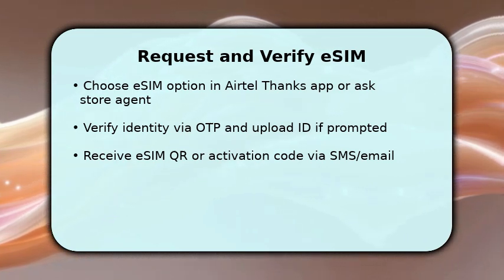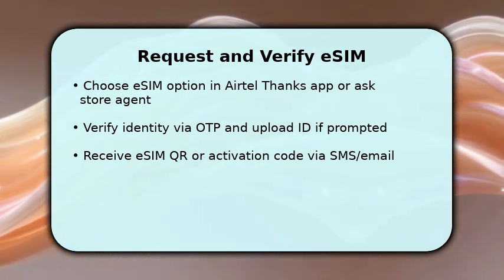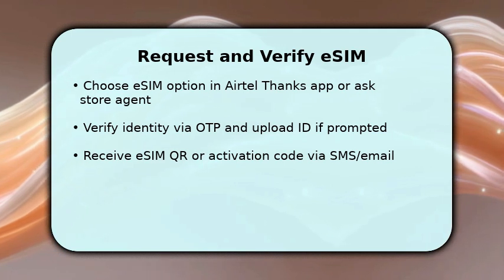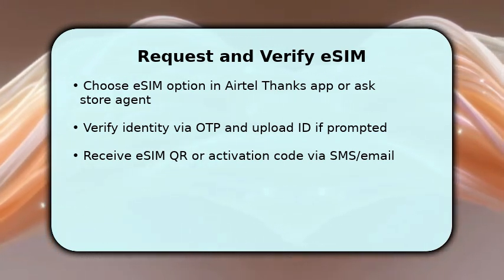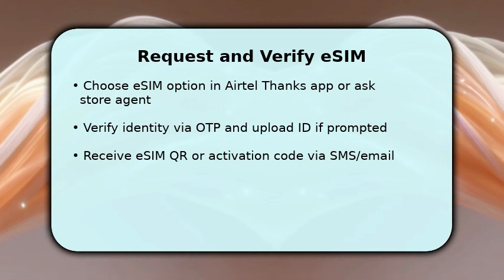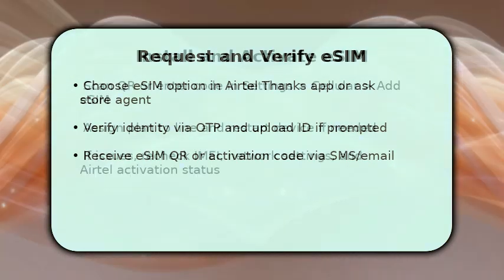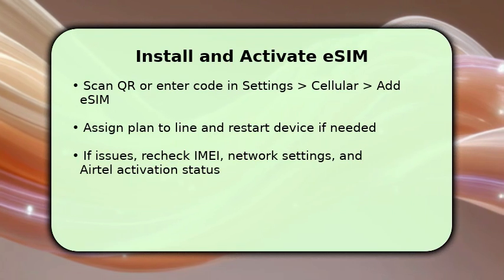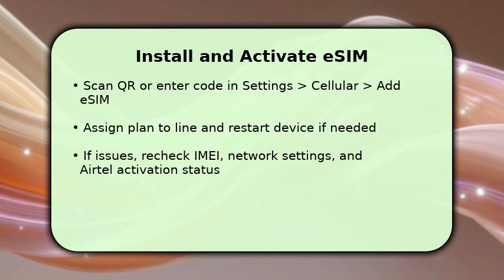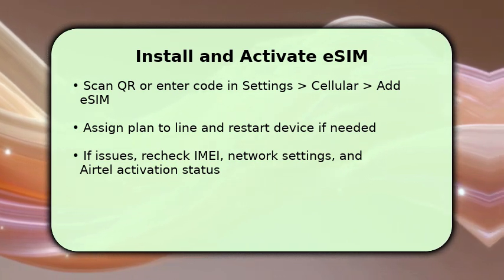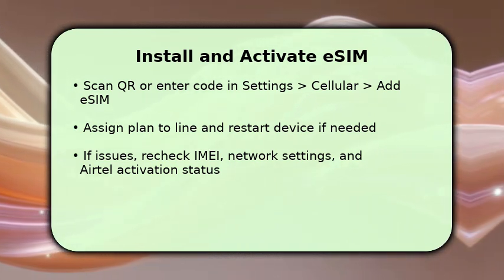Once approved, Airtel sends a QR code or an activation code by SMS or email. Make sure you stay on the same device and do not reject any verification prompts while activation arrives. To finish, open your phone settings and choose cellular or mobile data, then add eSIM, scan the QR code, or enter the activation details exactly as provided.